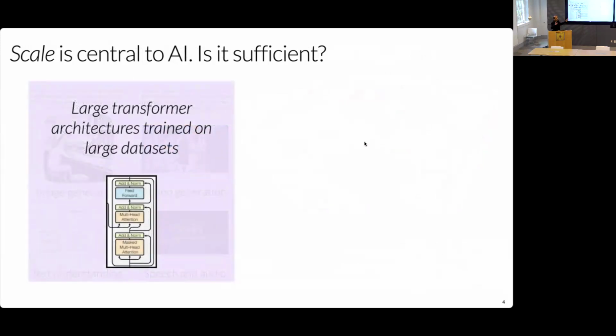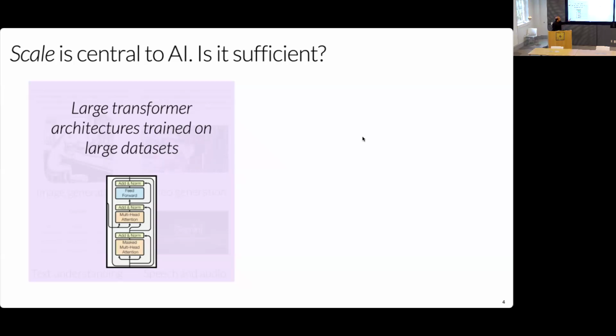In all of these domains, progress is driven by large transformer architectures, trained on very large datasets with large amounts of compute. So clearly scaling, and there are lots of studies to show that scaling is really important. There are lots of capabilities that emerge at larger scales of data and compute that simply don't exist at smaller scales. But it may not be sufficient.